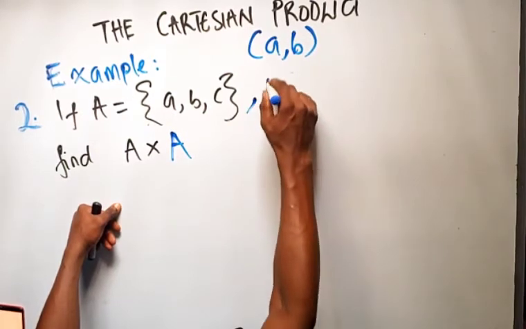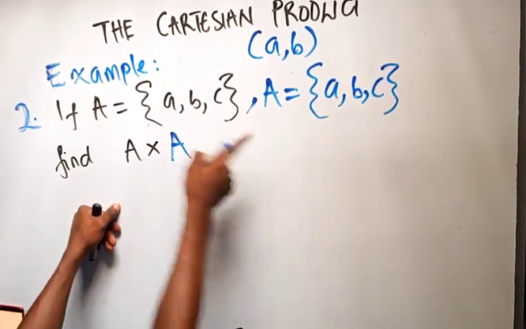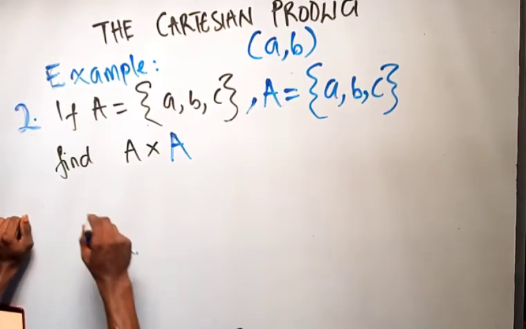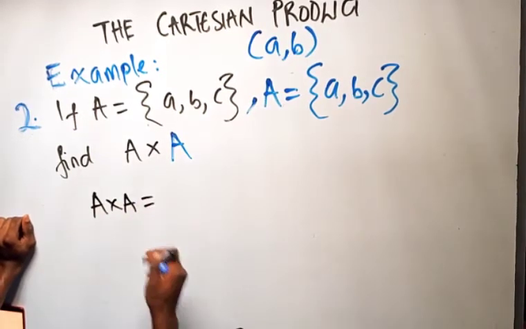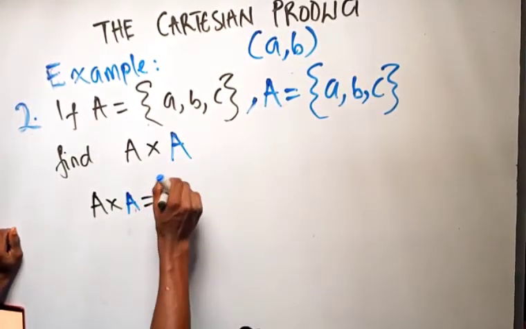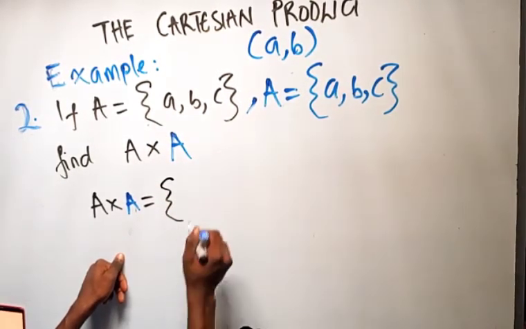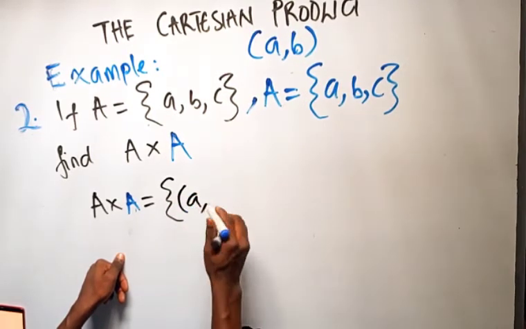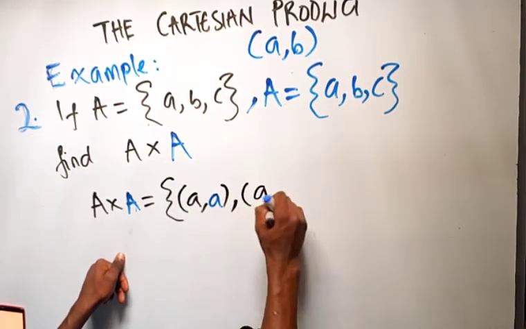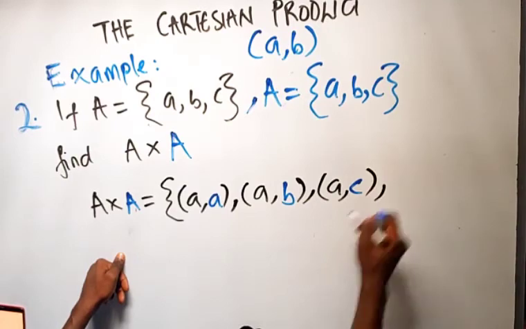So let me just write this one out: a, b, c. Since we are writing A cross A, all we need to do is go ahead and compute that. So A cross A will now be equal to, the first element from the first set and the first element from the second set to form the ordered pair. So we have a comma a, in order, that's what we're taking first. Then a comma b, then a comma c. That's pretty simple.